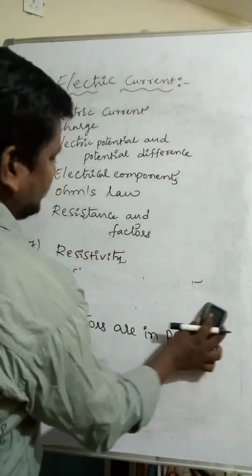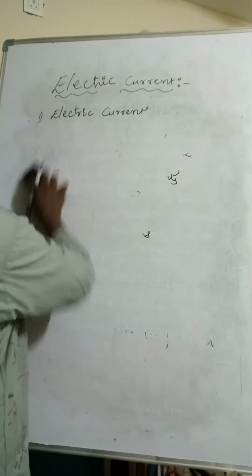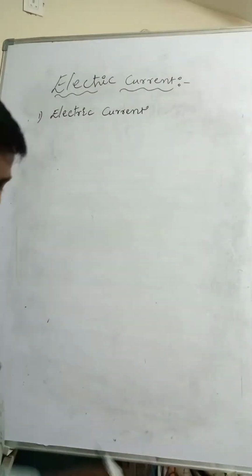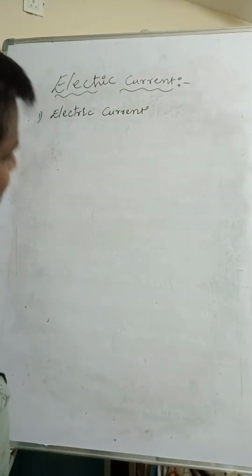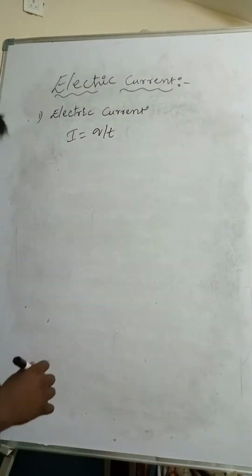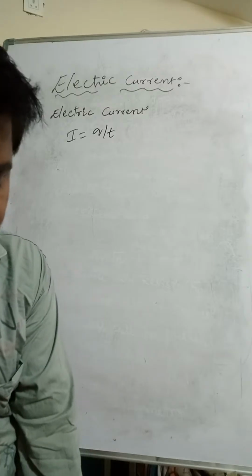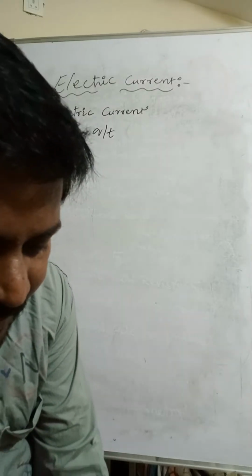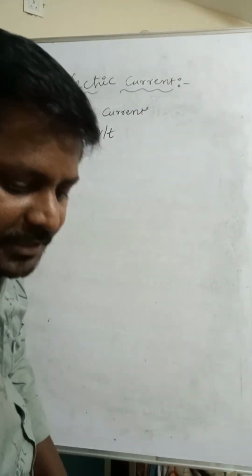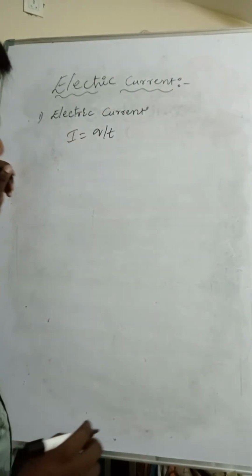Now we'll go with the electric current topic. What is electric current? Electric current is nothing but the rate of flow of charge. So I equal to Q by T. That is the rate of flow of charge.